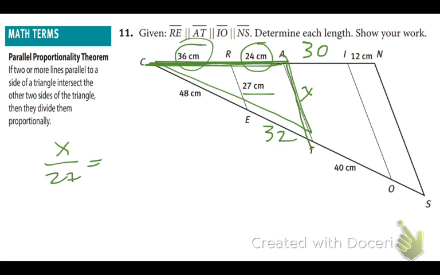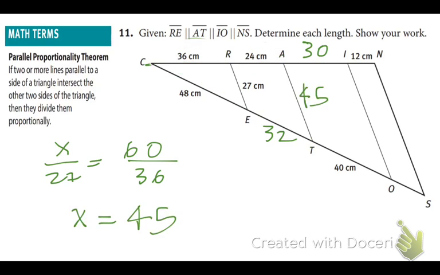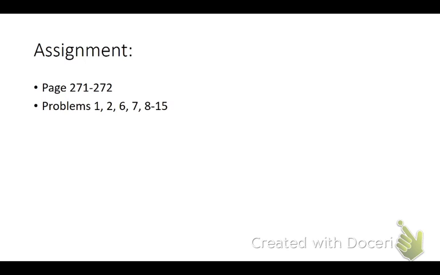So let's see, 36 plus 24, that's what, 60. And then the part that goes under the 60 would be the 36 coming from that triangle there. So cross multiply and divide. So after we cross multiply and divide, we get that the length of segment AT is 45. All right, so there's a little bit of how that triangle proportionality works.